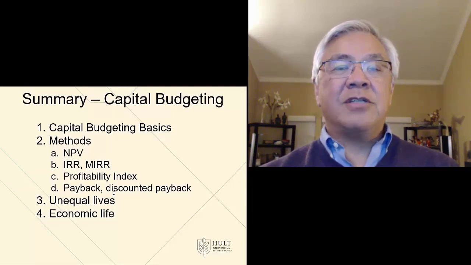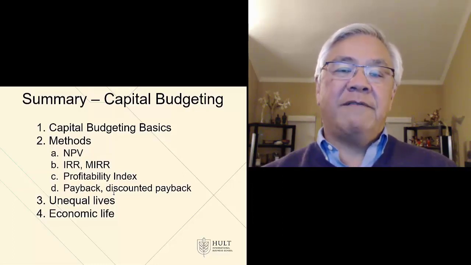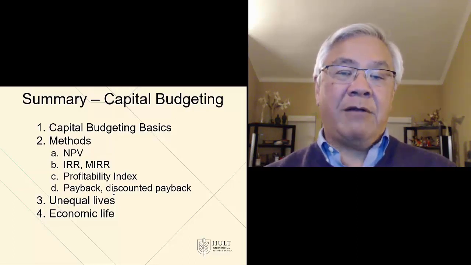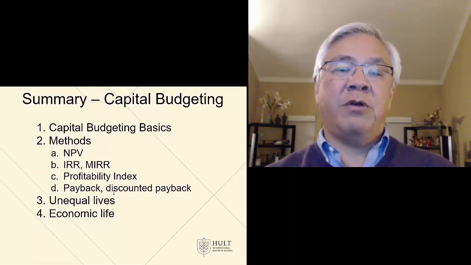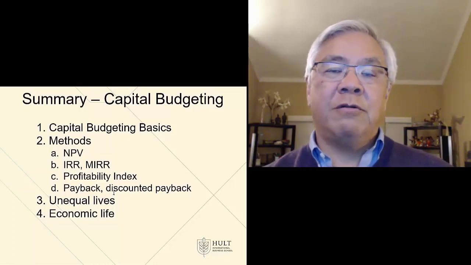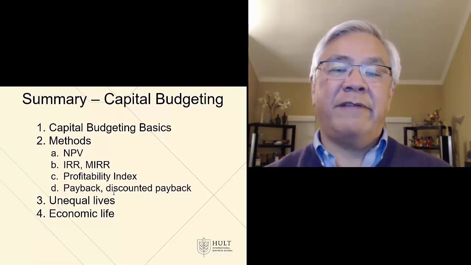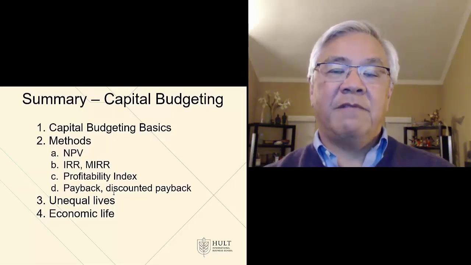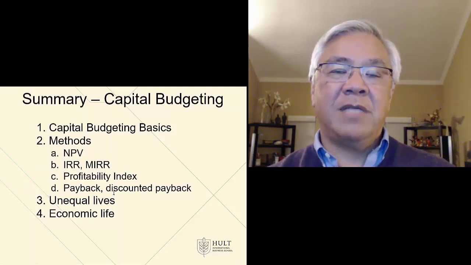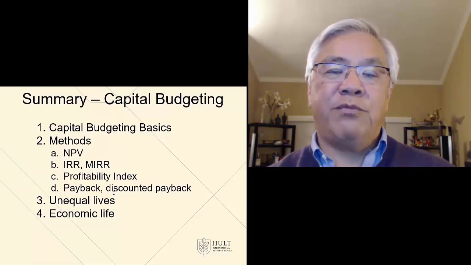Next, we looked at some variations. One is what happens if the projects have unequal lives, and we looked at 2 methods. One is the equivalent annual annuity approach, where we pick the higher number. The second is the replacement chain approach, where we chain together the project with the shorter lifespan so that we can make the time spans for the 2 projects comparable. And finally, we looked at the economic life of an asset versus its physical life, and found that sometimes the economic life ends prior to the expiration of the physical life.